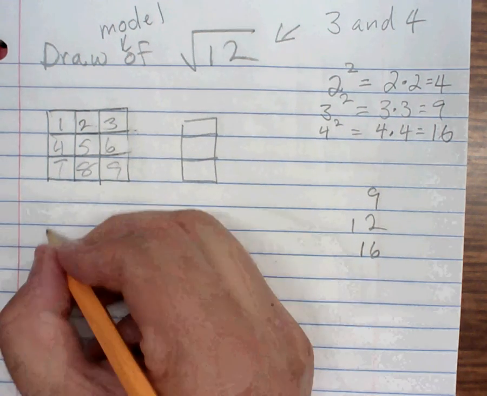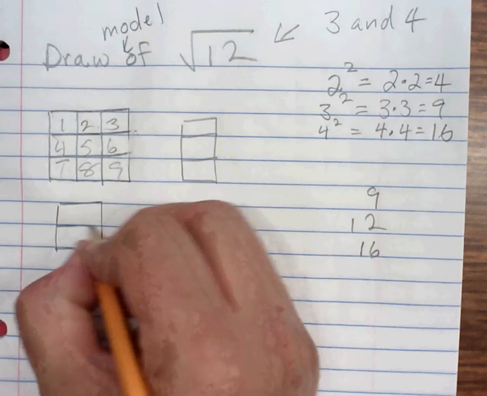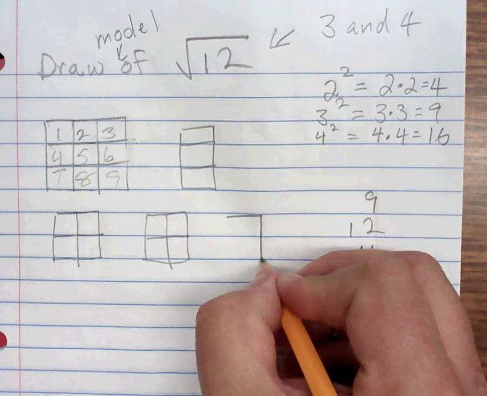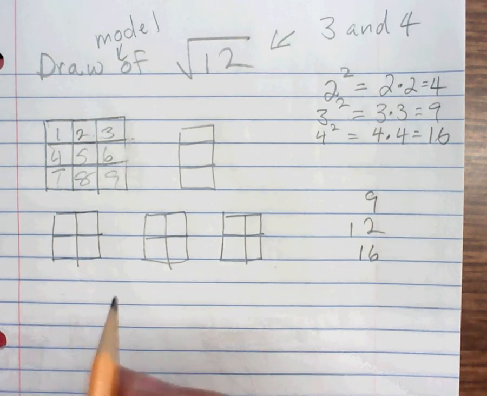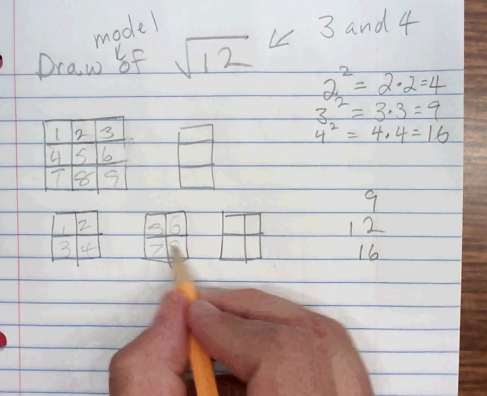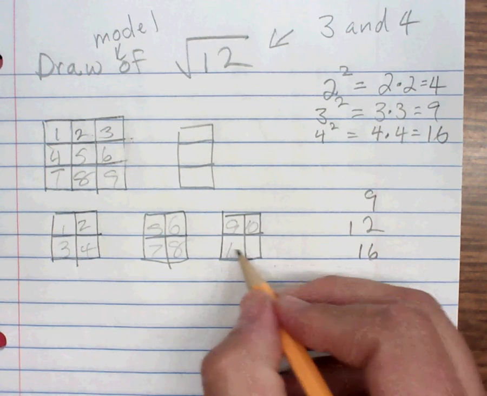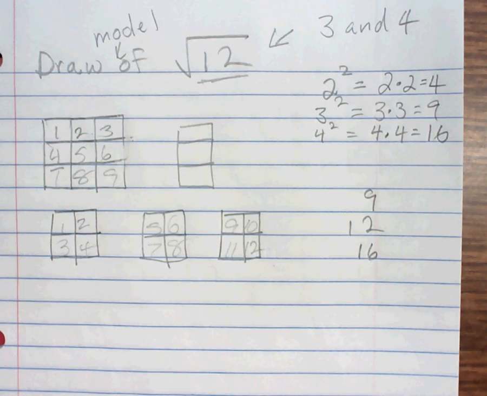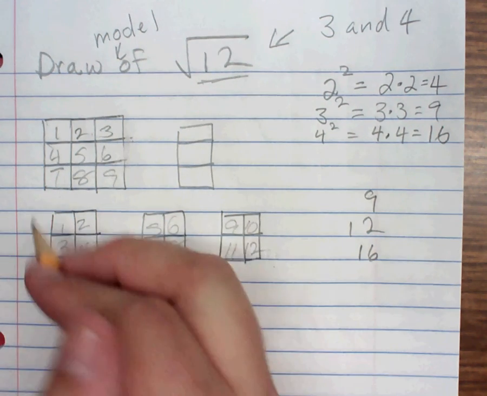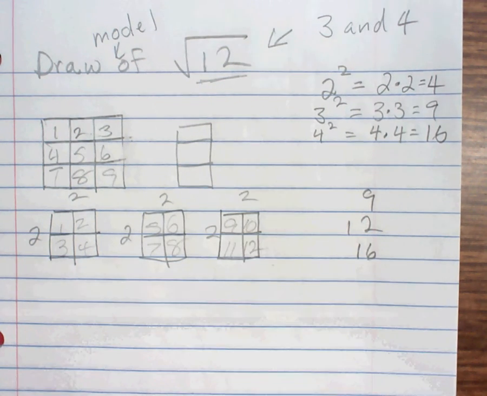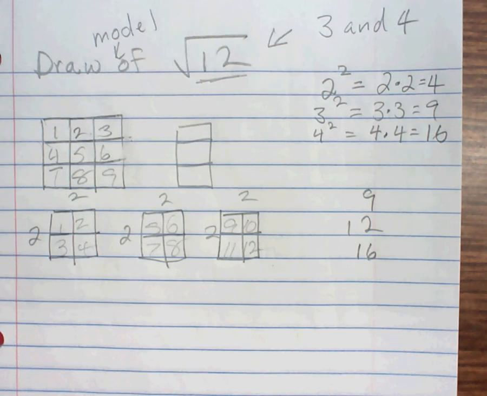What if I did this, though? Could I draw this? Could I go 1, 2, 3, like this? Now, how many squares do I have? I have 1, 2, 3, 4, 5, 6, 7, 8, 9, 10, 11, 12, right? And this would be 2 times 2, this would be 2 times 2, and this would be 2 times 2. Does that make sense?